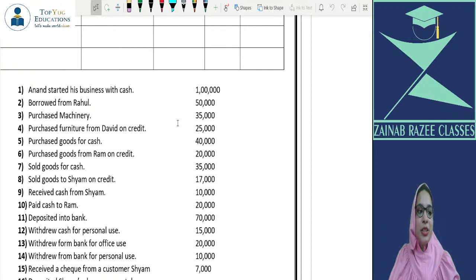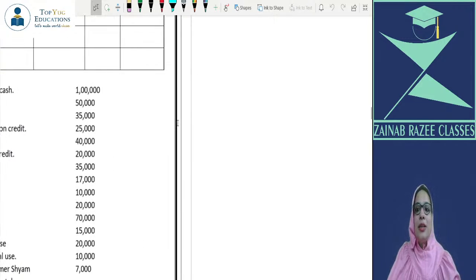I'm coming on to a few transactions now. We'll be thinking from modern approach also. We'll be thinking from traditional approach also. Okay. So, Anand started business with cash.